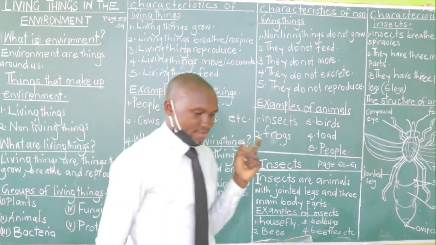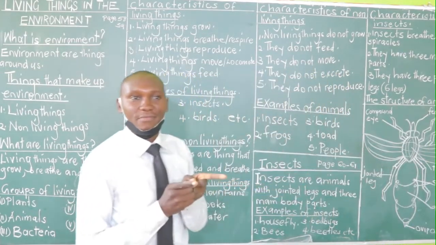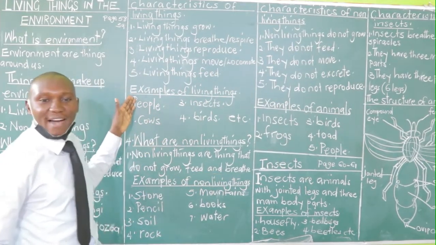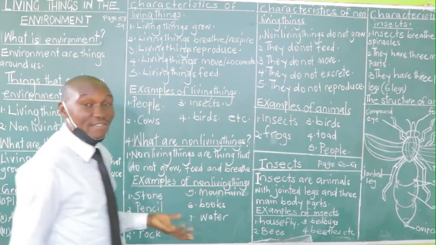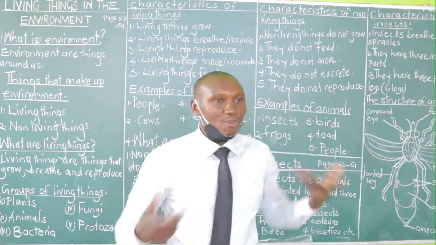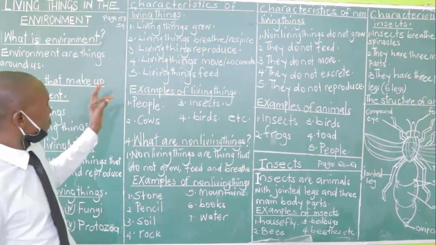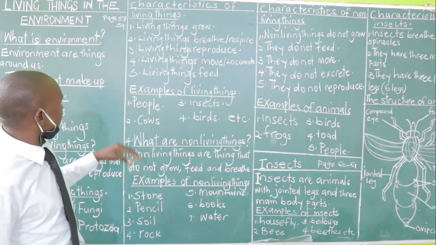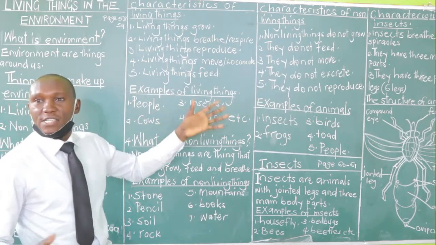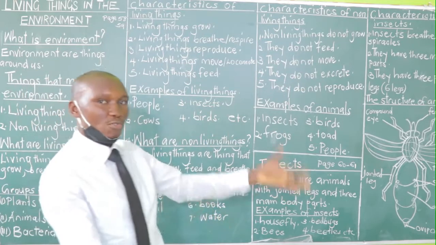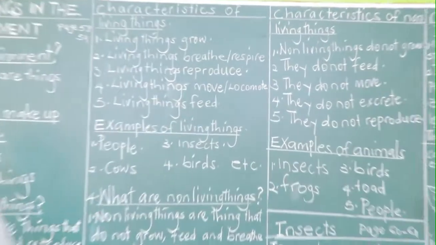Now, we can base on those characteristics, then you give examples of living things around you. Look at the ones I have sampled. One, examples of living things. I started with the people. We are living things because we grow. Look at me, I'm also growing, I'm breathing, I'm moving, I'm having such characteristics. Two, other examples of living things, we have cows, we have insects, we have birds, etc. You can look at the environment around you, you pick those living things around you and add on these ones, and even this book of ours.